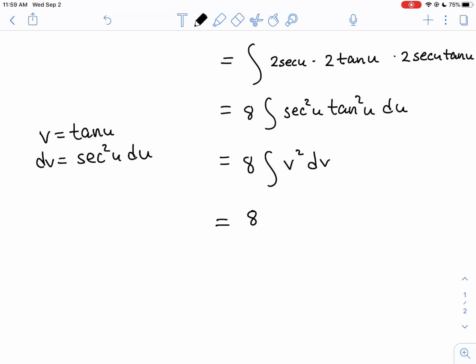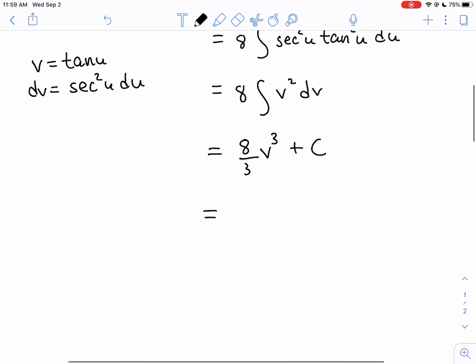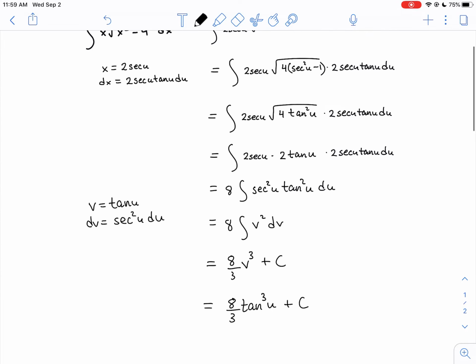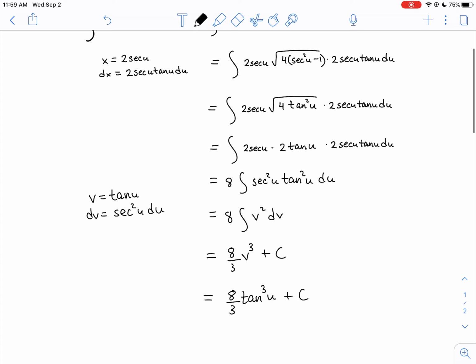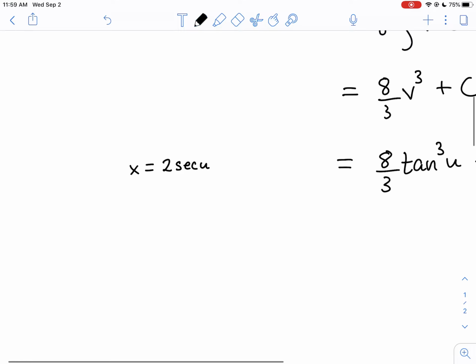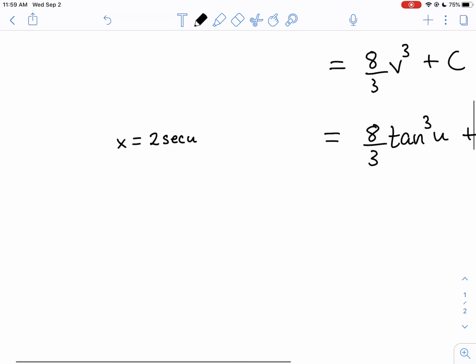Now I can anti-differentiate with respect to v. Divide by 3, new power becomes 3. Now do a back substitution. Change the v back to tangent, so we have tangent cubed of u. And then we have to do a second back substitution back to x. So we're going to need a reference triangle. I'm going to grab this line right there. I'm going to use this statement to create a reference triangle. I'm going to divide by 2, so x halves is equal to secant of u.